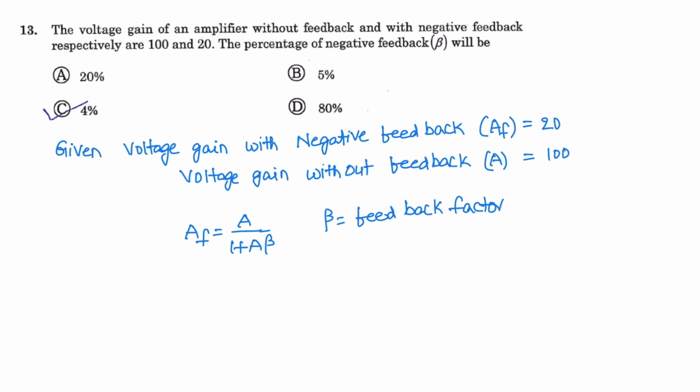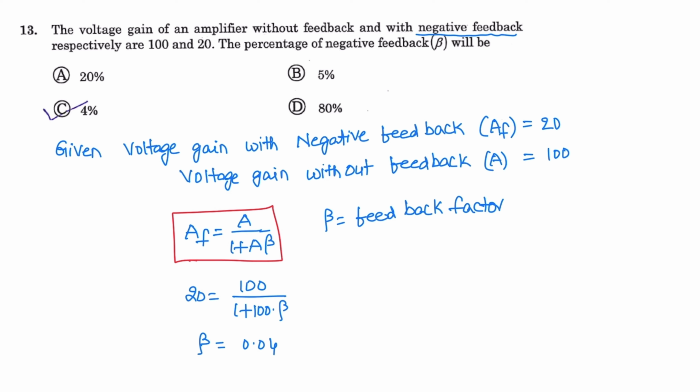So we know that closed loop gain AF is equal to A by 1 plus A beta. So in the denominator there is a plus symbol because it is a negative feedback. If the feedback is positive, in denominator we will write 1 minus A beta. So they have given AF is equal to 20 and A is 100, 1 plus 100 into beta. So on calculation the value of beta is 0.04, that is 4%. Correct option is C.